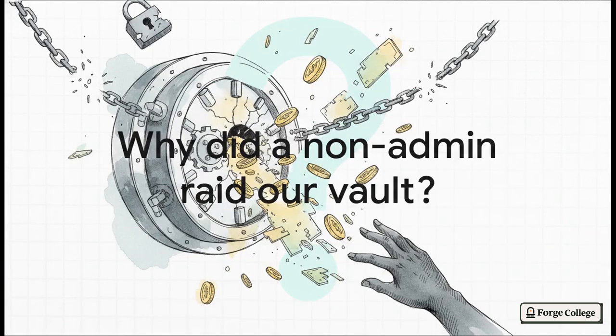Okay, so if you remember our previous lesson on testing access logic, we went ahead and set up our security alarms, right? We learned exactly how to encode those expected invariants into strict assertions. But unfortunately, one of those alarms just went off. An unauthorized account completely bypassed our vault's checks. So the big question we need to answer today is, why did a non-admin just successfully raid our vault? I mean, how exactly did they manage to get in?